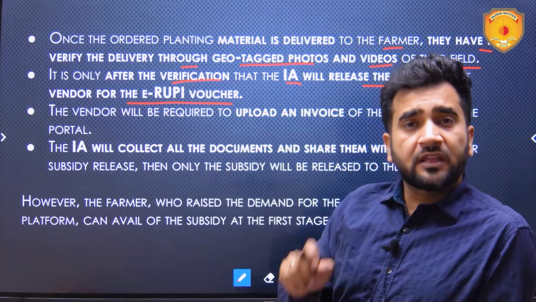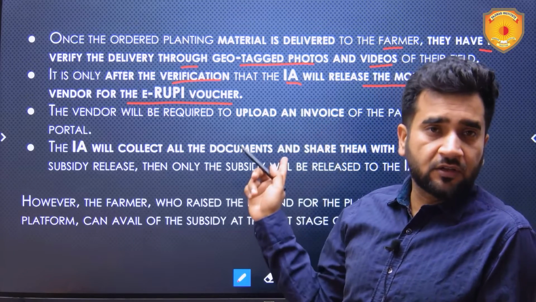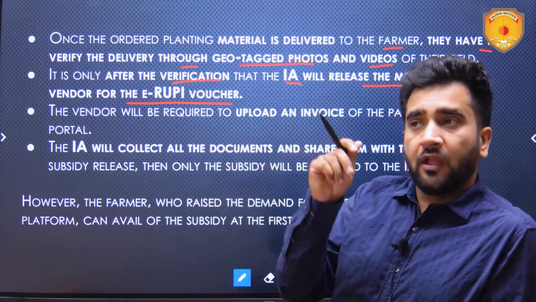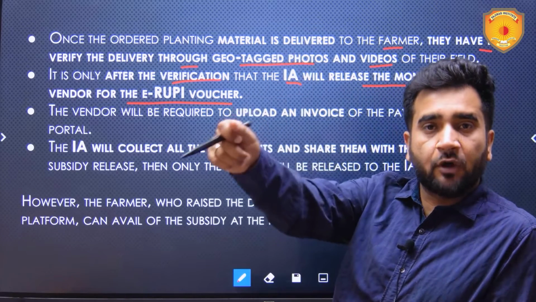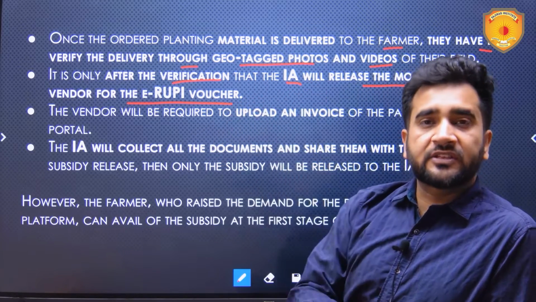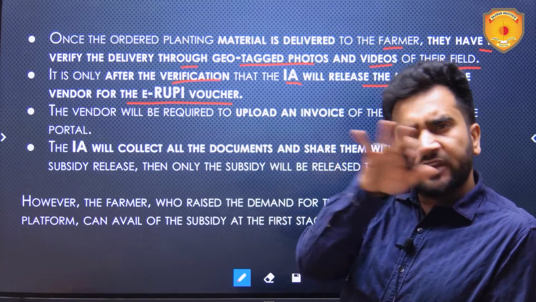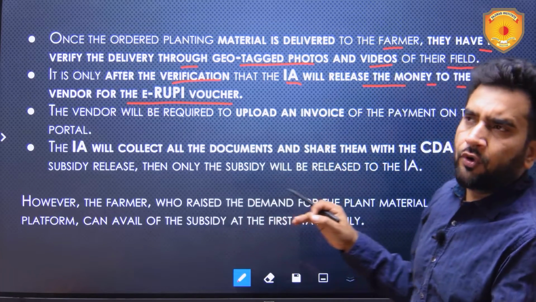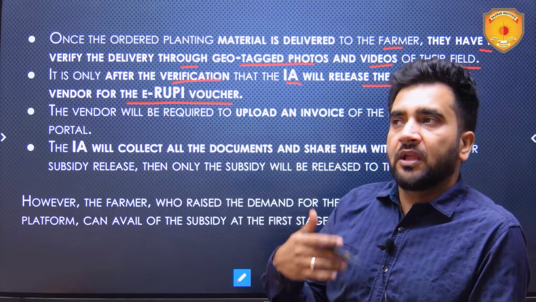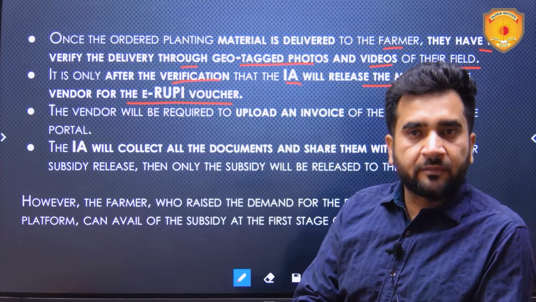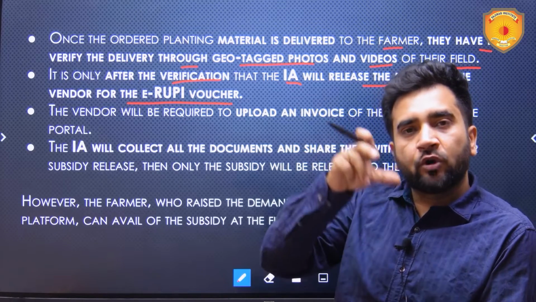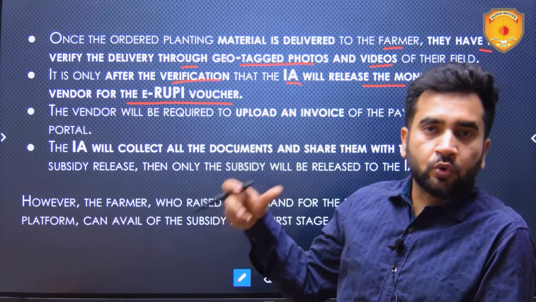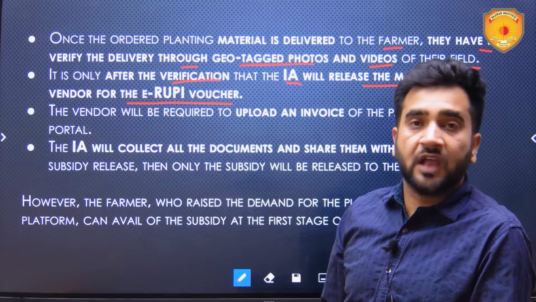Now after this, the vendor who has sent this material to the farmer, who has that QR code, that e-rupee voucher, will submit the voucher to the implementing agency. The implementing agency, after verifying all this, whether the geotagged photos have come or not, I would say, also requires an invoice to be submitted by this vendor. All these formalities are done, and only then will the amount be released by the government to the vendor directly. This is how it is going to be done.